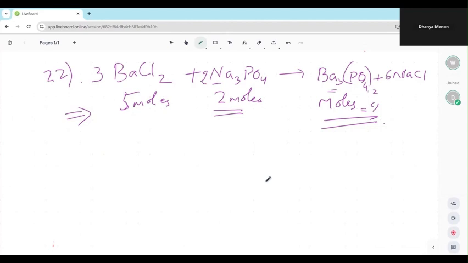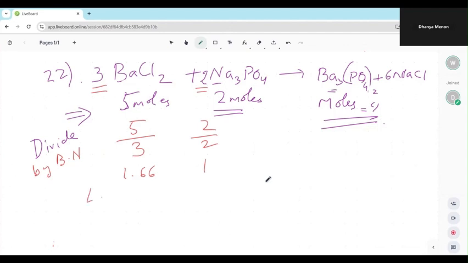Remember the steps when you were given the masses: you find the number of moles, and that number of moles you divide by the balancing number. In this case, the balancing number is 3. In this case, the balancing number is 2. You have skipped one step because they have given you the moles directly. So 5 by 3, 2 by 2. This is 1.66 something, and this is 1. So what is our limiting reagent? Clearly, our limiting reagent is sodium phosphate.